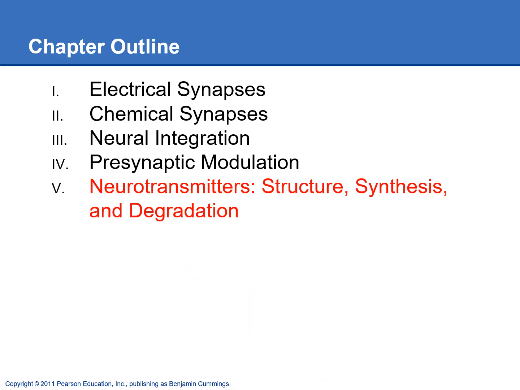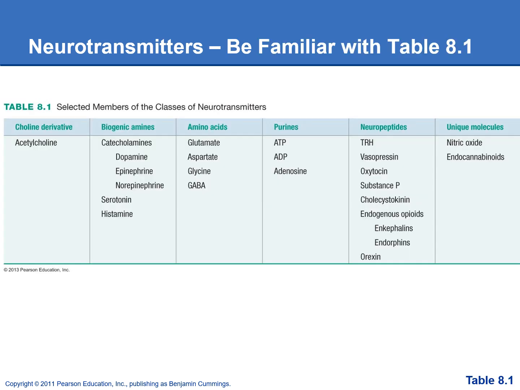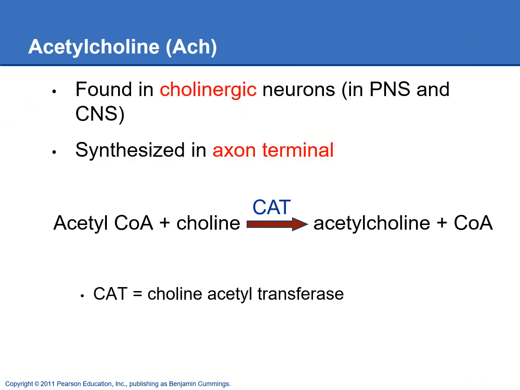We're going to take a look at neurotransmitters, and we're going to specifically just look at acetylcholine first in this video. Acetylcholine is found in cholinergic neurons, which are found throughout the peripheral nervous system and also in the central nervous system. So acetylcholine is widely used throughout the nervous system.